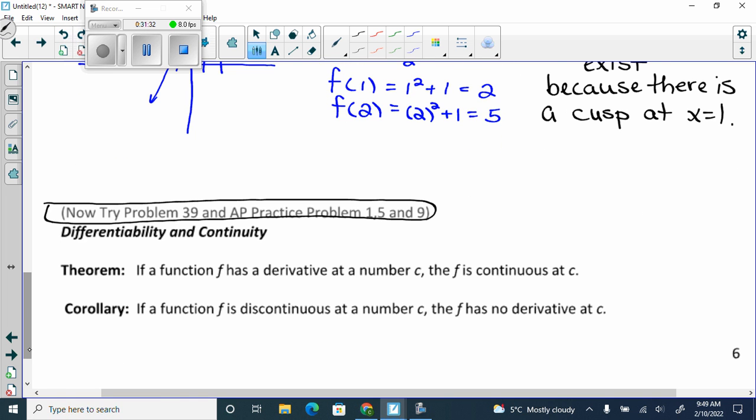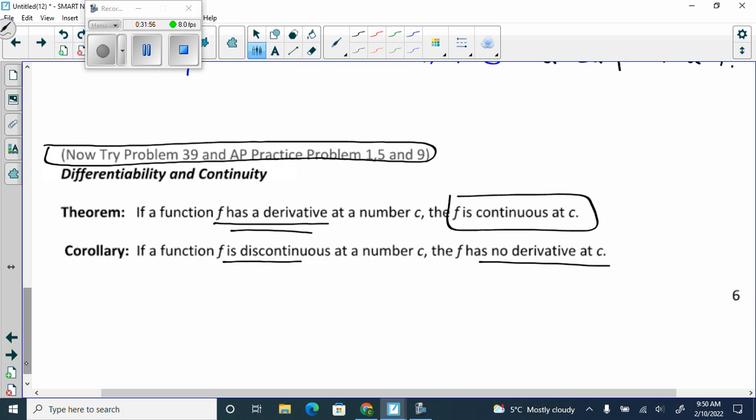So this is just a little summary. It says, theorem: if a function f has a derivative at a number c, then f is continuous, right? So if you can differentiate it, if there's a derivative, we know for sure it has to be continuous. Corollary means the same thing said differently. If a function f is discontinuous at a number c, then there is no derivative. If it's discontinuous, no derivative. It's immediately kicked out, right?